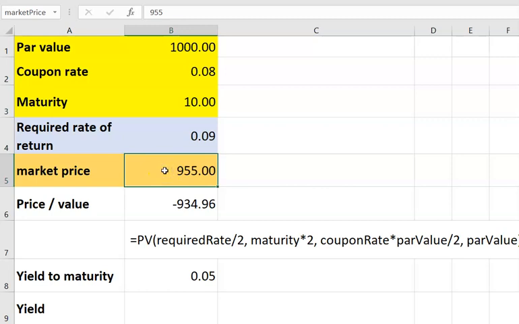I added a cell in here for the market price. Now, if we're willing to pay $934 and the market price is $955, we don't buy the bond. If our required rate of return goes to 7%, this bond has a value to us of $1,071. If the market price is $955, then we should buy it. Right? It's cheaper than what it's worth to us.